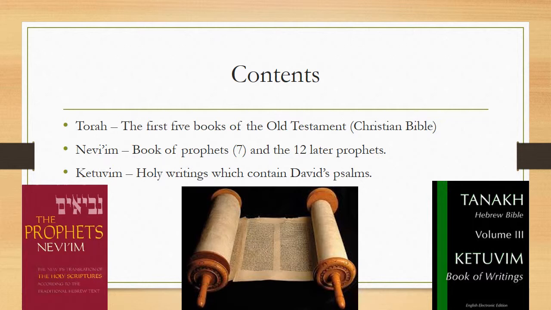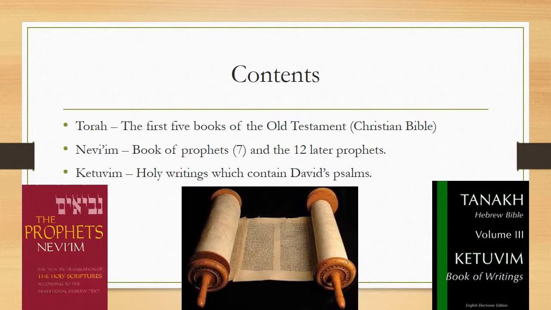At the bottom we have prophets on the left-hand side, the prophets Nevi'im that is, and that is the book of the prophets, as I said before. In the middle we have a Torah scroll, and on the right-hand side we have Ketuvim.